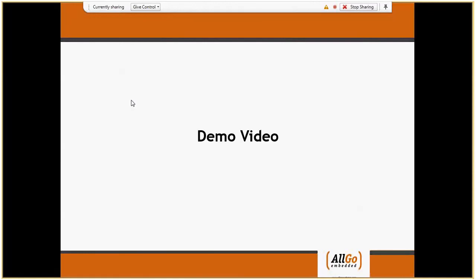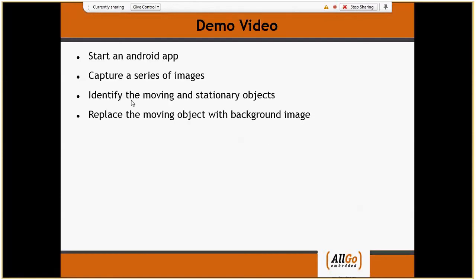Now I will try to show you the demo video where we start an Android app, capture a series of images, identify the moving object and stationary object, and replace the moving object with a background image. These are the different steps in the demo video which you will be able to see now.